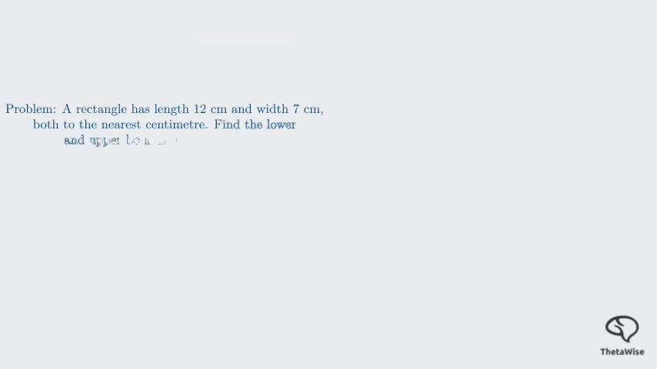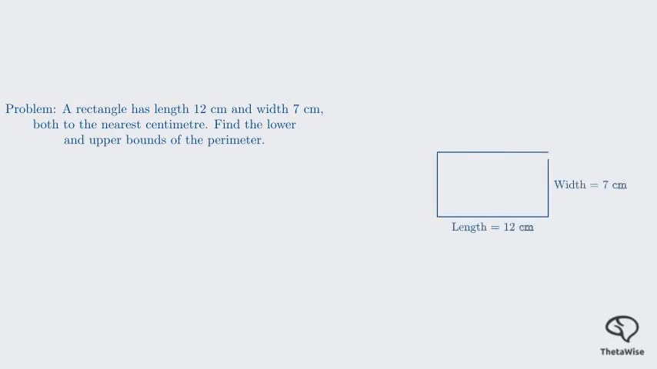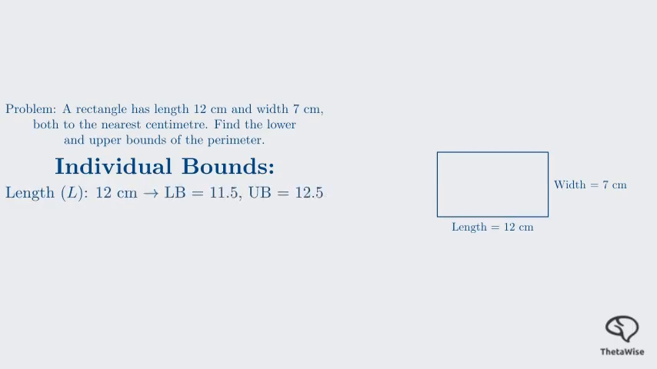Now, let's apply this to calculations, starting with the perimeter of a rectangle. This is a classic IGCSE exam-style question. Consider this rectangle with a measured length of 12 and a width of 7. First, we must find the bounds for each dimension individually. For the length of 12 centimeters to the nearest centimeter, the lower bound is 11.5 and the upper bound is 12.5. Similarly, for the width of 7 centimeters, the lower bound is 6.5 and the upper bound is 7.5.